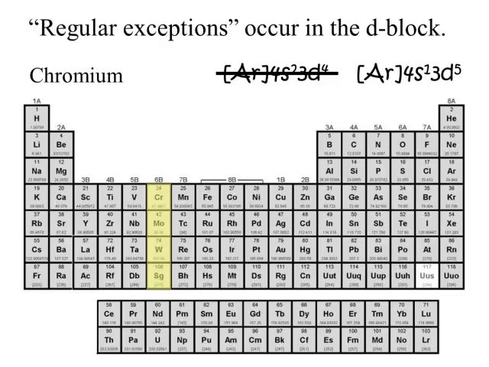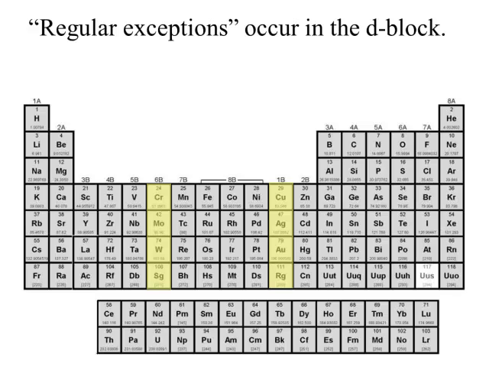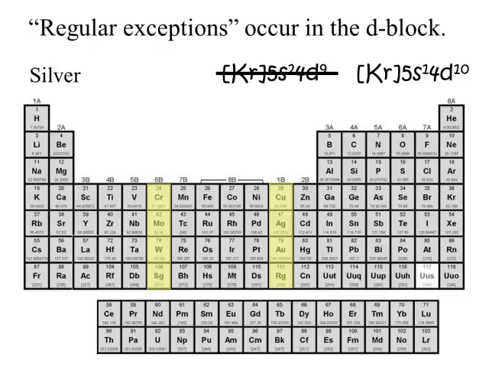Something similar exists for writing the electron configurations for the elements in the ninth column of the d block. Look at silver, for example. Before, we would have predicted its electron configuration to be krypton 5s2 4d9. We now know that one electron actually bumps up, leaving the 5s sublevel half full and making the 4d sublevel full. The correct electron configuration for silver, then, is krypton 5s1 4d10.